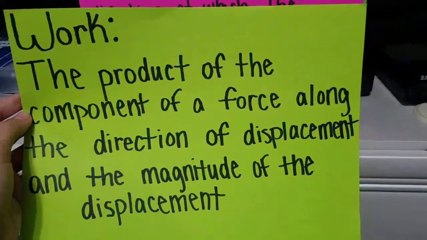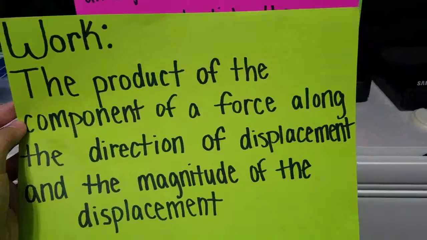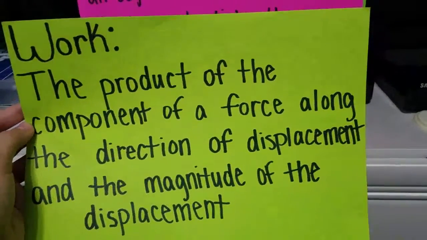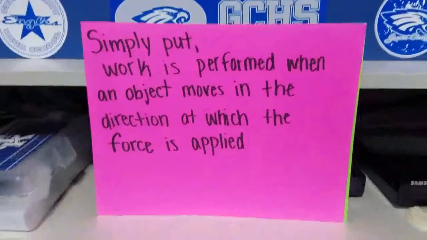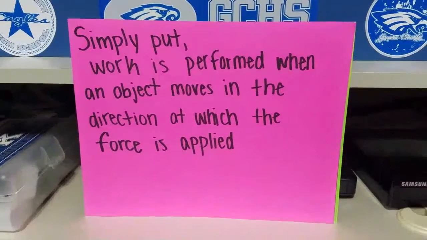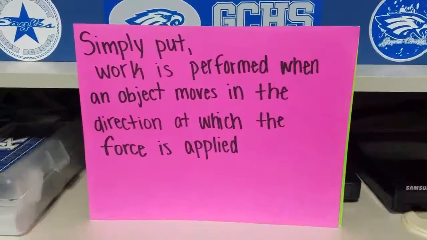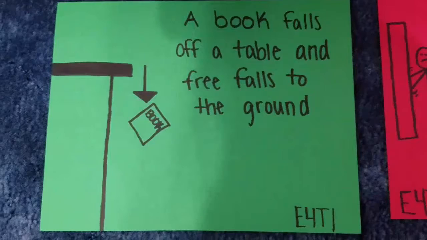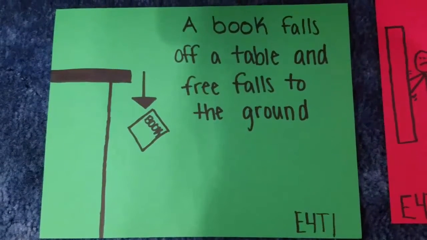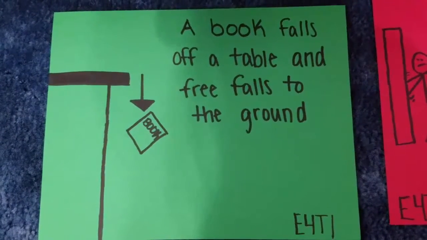Work is the product of the component of a force along the direction of displacement and the magnitude of the displacement. Simply put, work is performed when an object moves in the direction at which the force is applied. To further explain work, we're going to go through situations that explain when work is being performed and when work is not being performed.